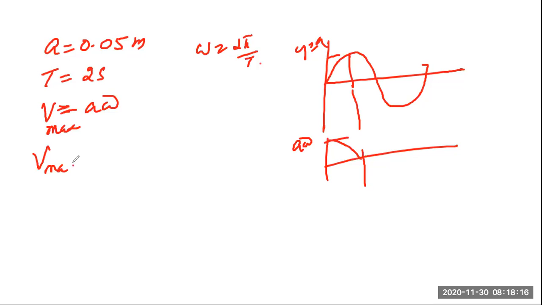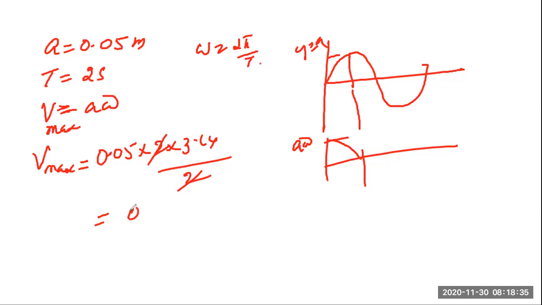So V maximum is equal to A, which is 0.05 amplitude. Omega is 2 pi by T, 2 into 3.14 by time, 2 seconds. 2 cancels. Then your answer will come 3.14 into 0.05. That is 0.1571 meter per second. This will be the answer.